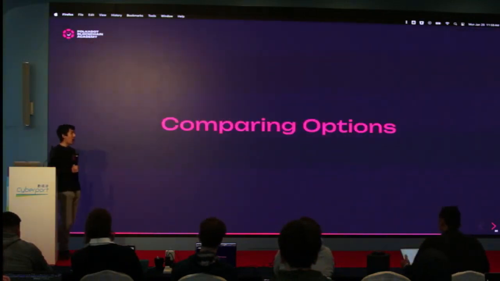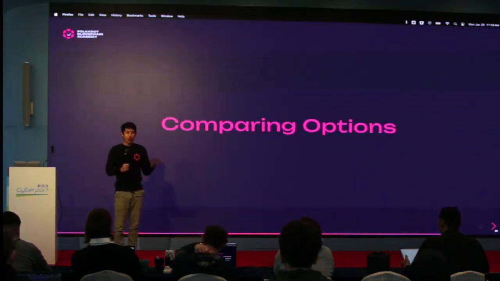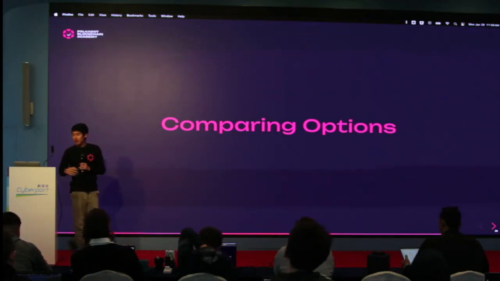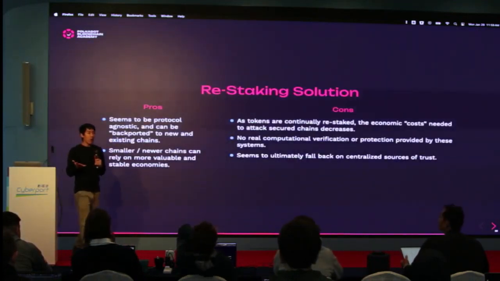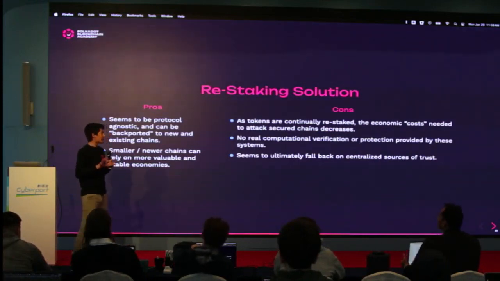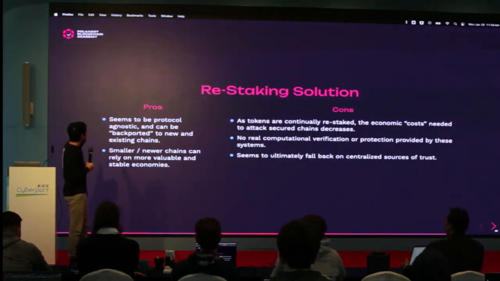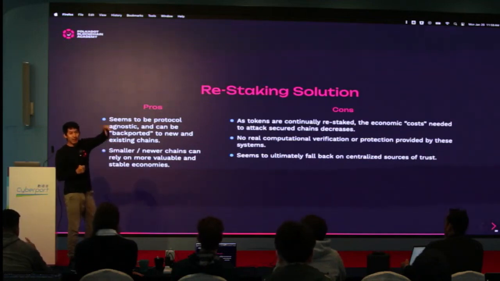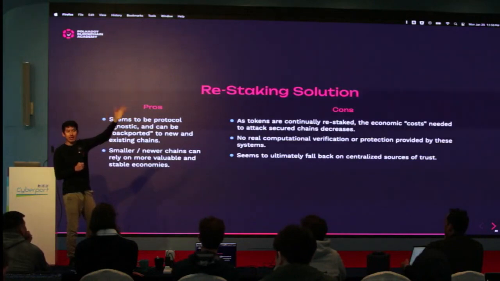So let's compare options. I was hopefully able to explain to you at a high level the parachains protocol, the Polkadot protocol. Okay, let's look at the other ones. As best as I understand, and actually I'm very open, if someone in this room knows more than I, let's have that conversation right now. That's great. But as far as I know, restaking solutions, the pros: they seem to be protocol agnostic and can be backported to new and existing chains. So that's really good. Basically, you can create a restaking solution and just do it anywhere, right? You can use ETH token, restake it, and all that kind of stuff.